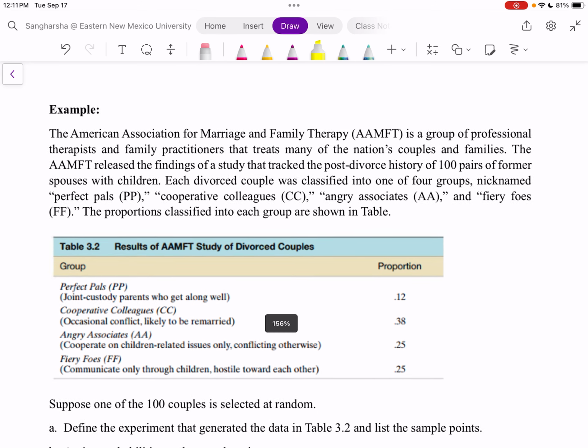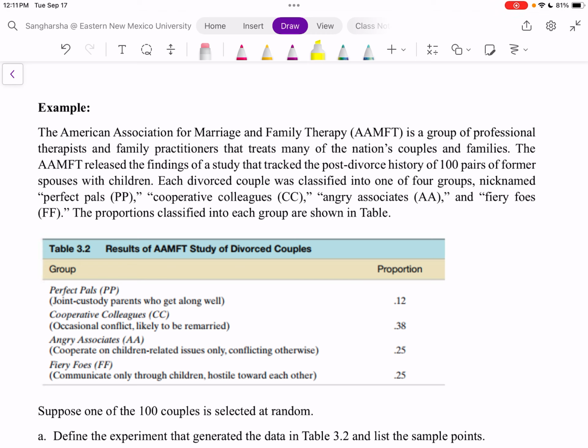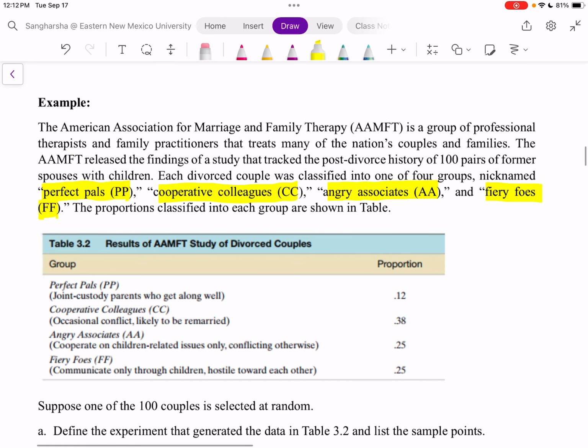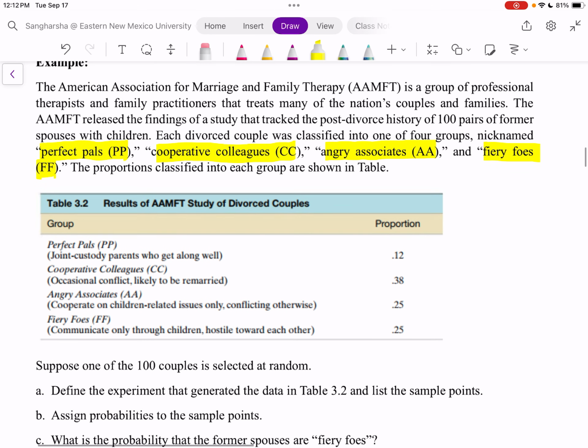Okay, now let's go through this. The American Association of Marriage and Family Therapy is a group of professional therapists and family practitioners that treats many of the nation's couples and families. The AAMFT released the findings of a study that tracked the post-divorce history of 100 pairs of former spouses with children. Each divorced couple was classified into one of 4 groups: Perfect Pals PP, Cooperative Colleagues CC, Angry Associates AA, and Fiery Foes FF. The proportions classified into each group are shown in the table.